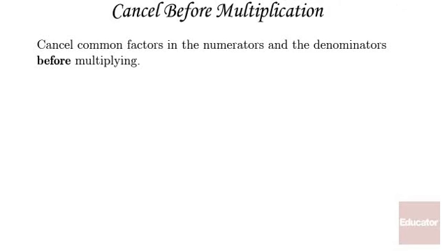To make this easier, you should cancel common factors in the numerators and denominators before you multiply. That way, you're working with smaller numbers. For example, if you're given 9y over 10xy squared times x over 6, what you need to do is start canceling out and then multiply whatever's left over.